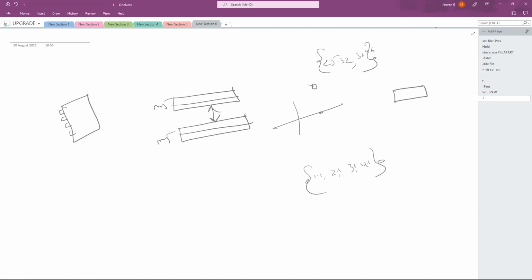Okay, so 2.1 is like this particular thing. From here to here, one cell is there, and 3.1 this particular thing, and 4.1 this particular thing. So in this area you have one particular cell. Whatever you talk about, this is how it works.